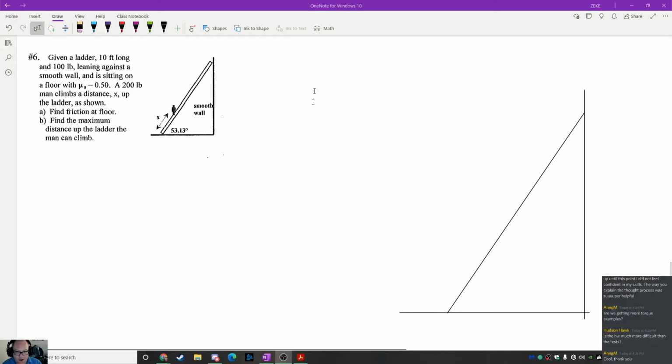Okay, so this is the second hour, or the last hour, sorry, of Physics 1A for March 1st. And we're going to try to do a couple more problems before we finish up today. And the first one we're going to look at is this ladder problem.